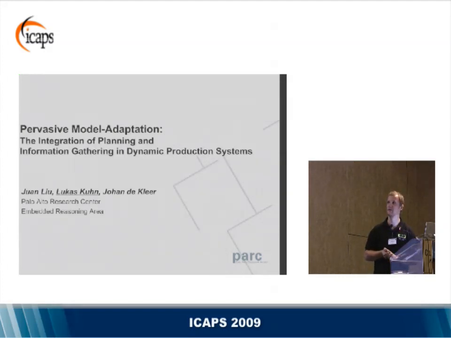So today we'll talk about pervasive model adaptation, and what we understand under pervasive model adaptation is basically the integration of planning and information gathering in dynamic production systems. And that's joint work which we did in our group at the Palo Alto Research Center with Johan Lee, Lukas Kuhn, which is myself, and Johan de Cler.